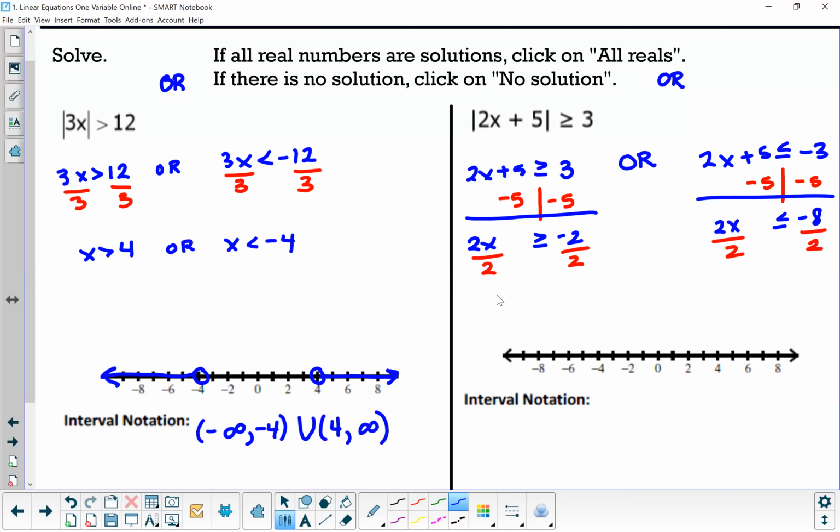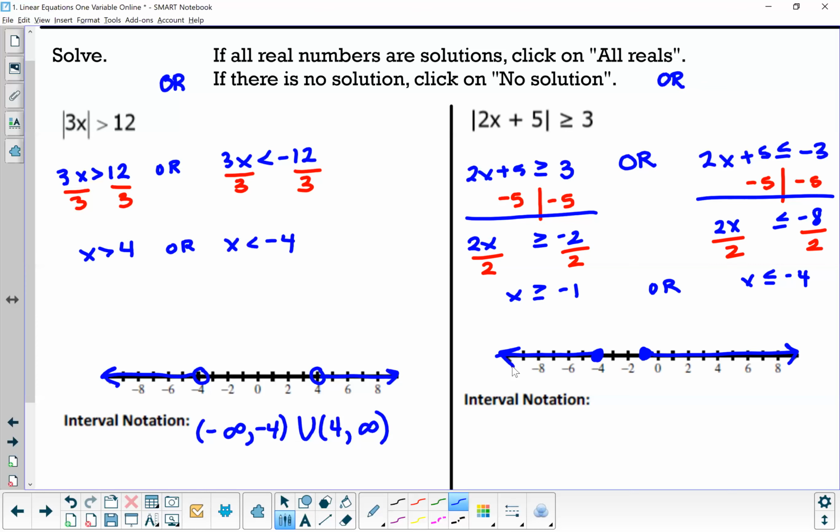So that's going to give us x is greater than or equal to -1. And the second one, we have or, x is less than or equal to -4. Okay, let's graph that. So x is greater than or equal to -1 means a shaded in circle, and we're shading to the right. Second part, less than or equal to -4, a shaded in circle, and we're shading to the left.